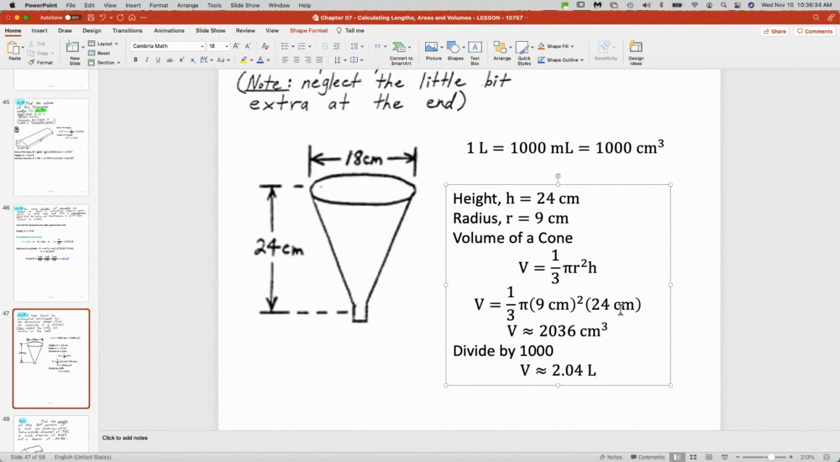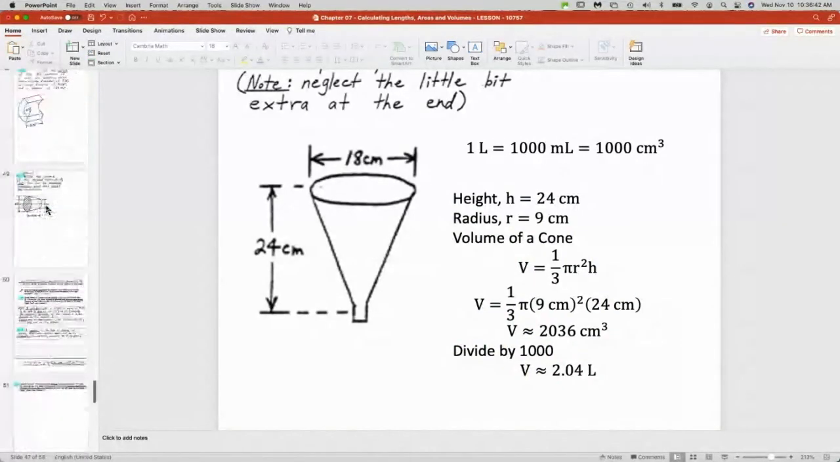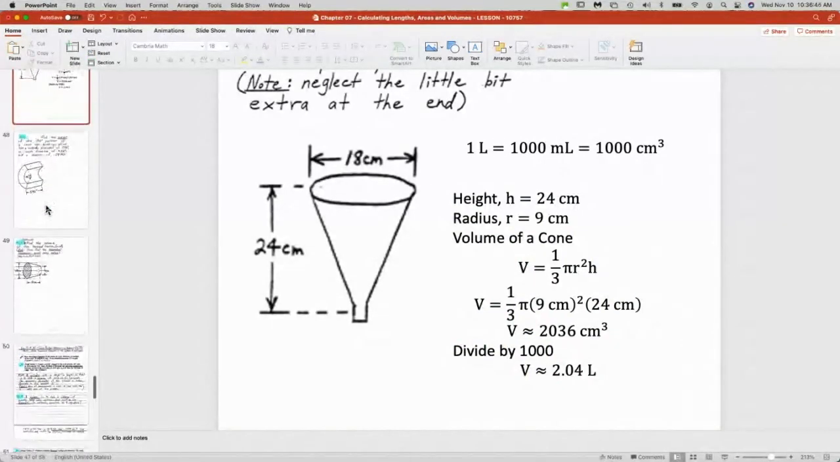Anyway, all silliness aside, does anybody have any questions about this cone calculation? How do you feel about the cone? Are you sick and tired of cones? How did I get 9? I took 18 and divided by 2 because the diameter is 18.